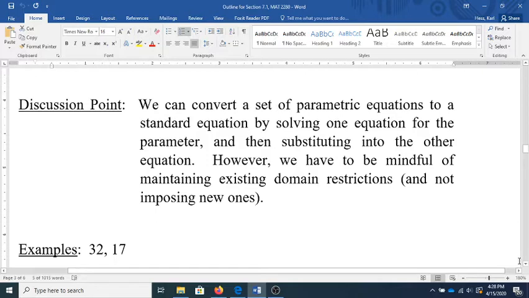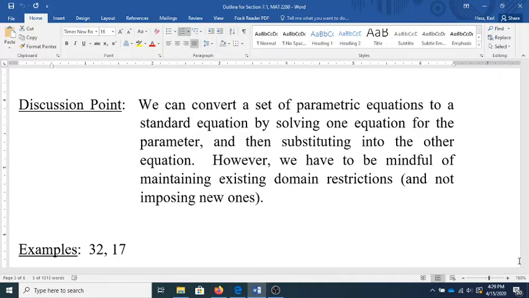Okay, so we were just talking about how you can easily take a standard equation and make it into a set of parametric equations. Just let x be t and then replace x with t in the equation for y. Boom, you've got your two equations. Or let x be something else. Okay, but it's also easy to go the other way.